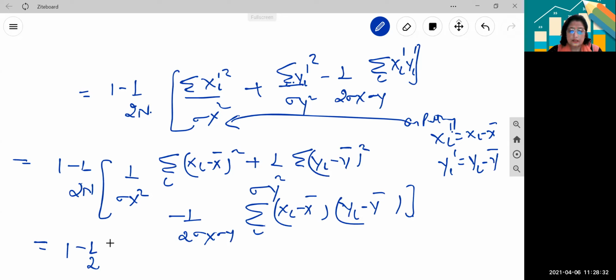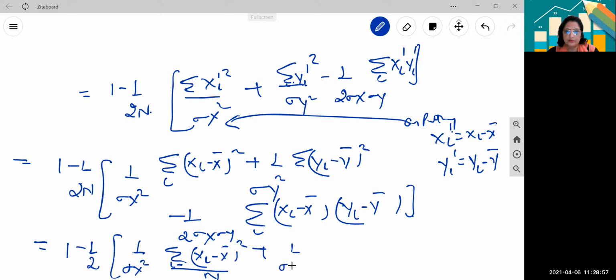Now, what is the role of n? Capital N is the number of units in the random variables x and y, right? So this is equal to 1 by sigma x square, which will remain the same. Here you are writing summation xi minus x bar whole square divided by capital N, okay? Then 1 by sigma y square summation yi minus y bar whole square divided by n, right?